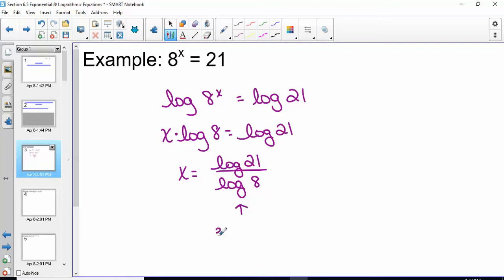Now the homework tonight is going to be Math Excel, and it may ask for your answers different ways. If it says the exact answer, that's this with the logs. But it might also sometimes say give me the decimal.